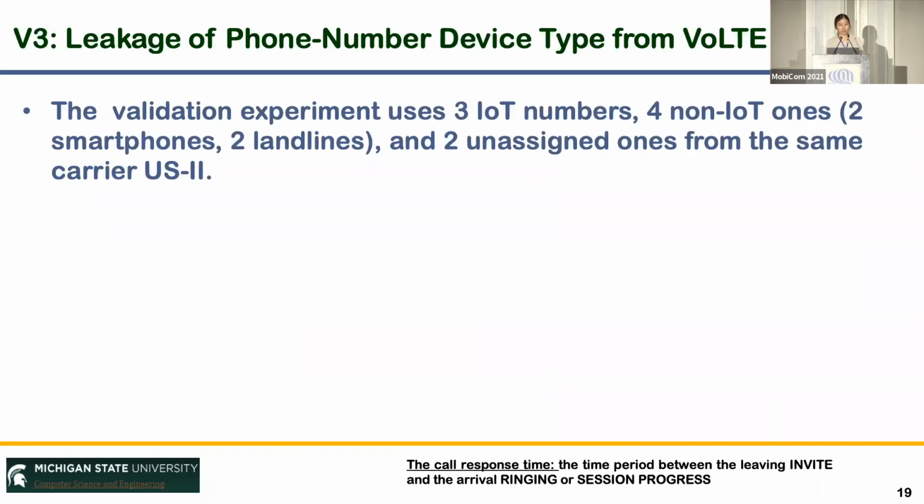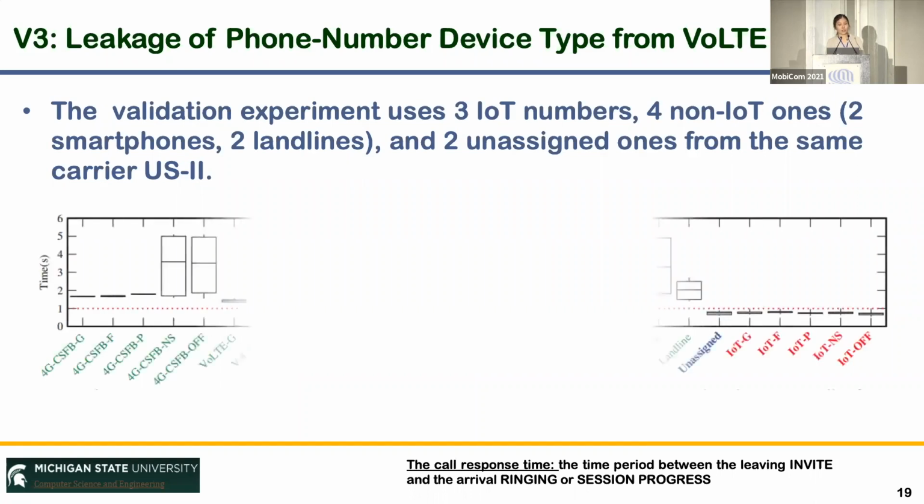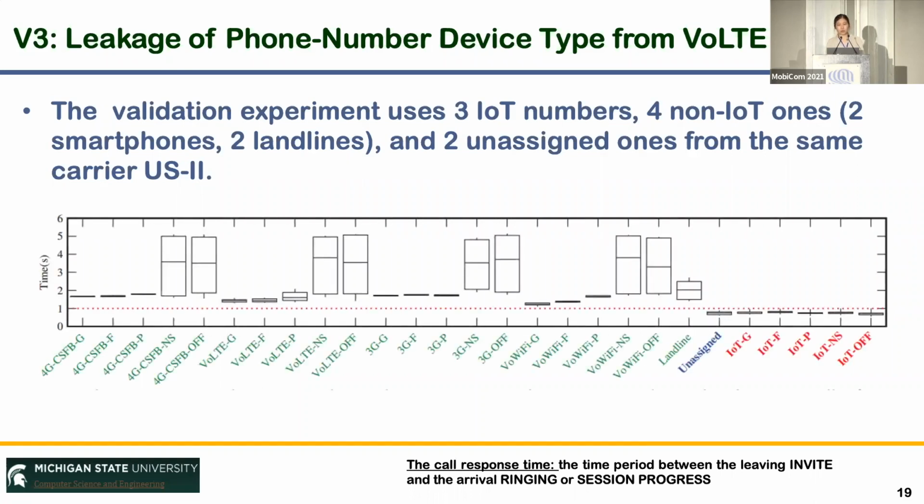We validate this vulnerability by considering 3 IoT numbers, 3 non-IoT ones, and 2 unassigned ones from carrier US2. Here, we consider the call-ins in various scenarios with different voice technologies, including 3G, 4G CS fallback, VoLTE, and voice over Wi-Fi, with different signal strengths and power status.